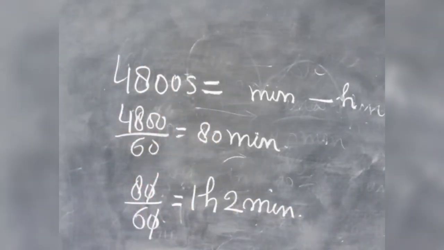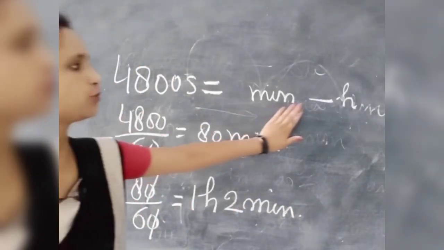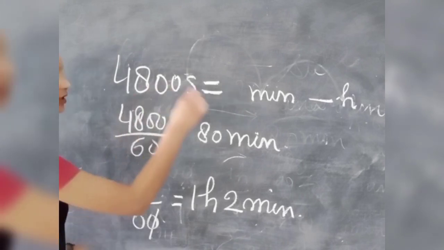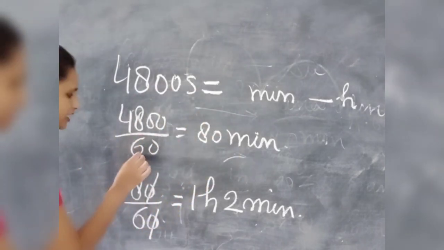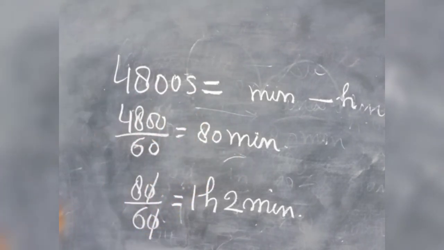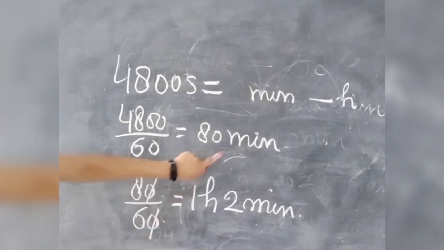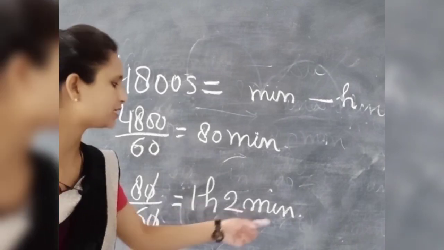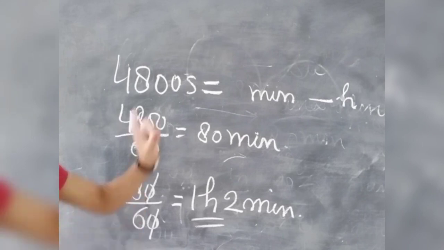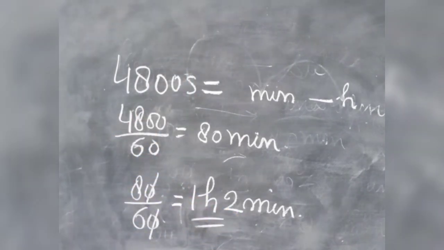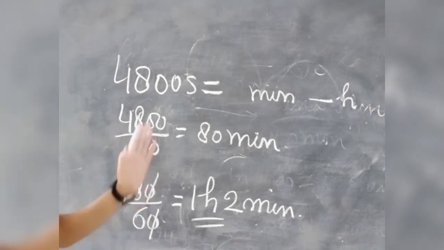What you have to do for converting seconds into minutes and hours? First you have to convert seconds into minutes by dividing it by 60. And again when you convert minutes to hours, you will divide 80 by 60. Then you will get the answer in hours and minutes. The hour will be the quotient and minutes will be our remainder. So this is how we can convert seconds into minutes and hours.